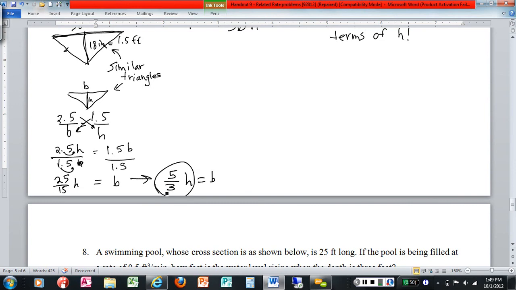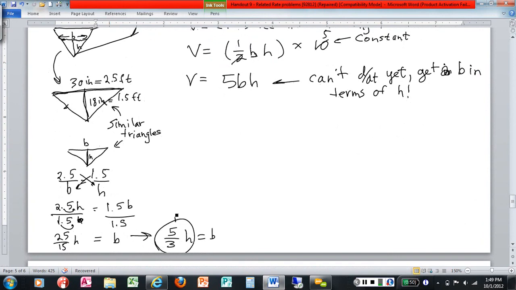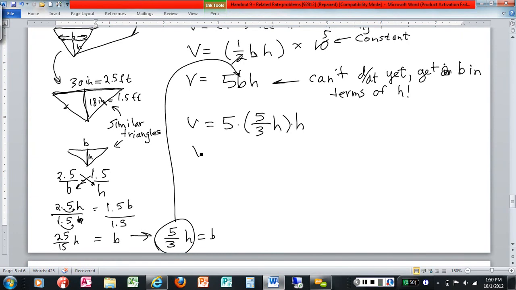Now, why did I get that? Well, now I can take that and substitute it for B right here. So the volume is 5 times, instead of B, I'm going to put in 5/3 H, times H. Placing 5/3 H for the B, that gives me 5 times 5/3, which is 25/3. H times H is H squared. Now I can d/dt.